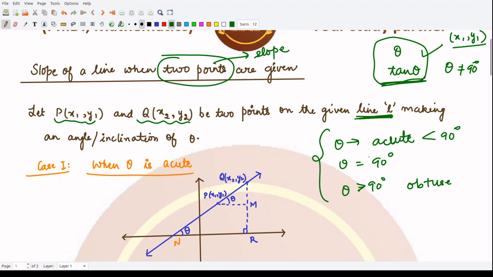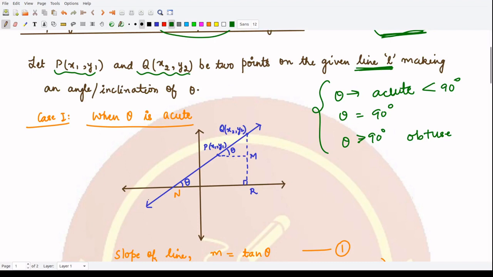Here in this case, when your angle theta is acute, we assume our line to be like this, correct? It could have an orientation either like this, or it cannot be a vertical line. It could be less than this only, right? It could be any of these. So for this particular orientation, whenever your angle theta is acute, you have these 2 points P and Q given to you.